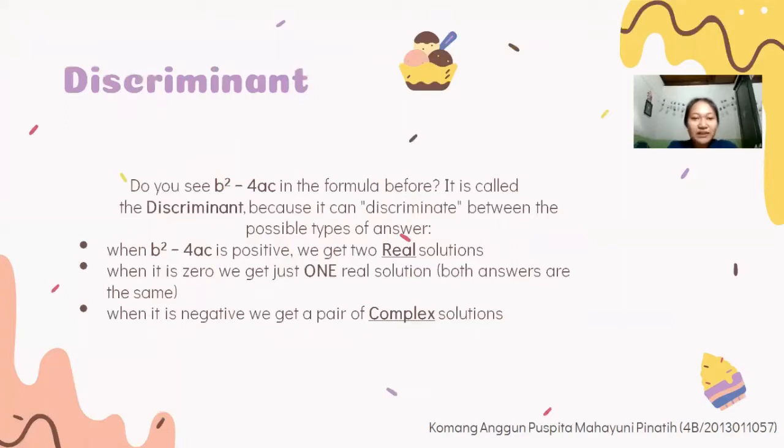Okay, let's move to the discriminant. As you saw in the previous slide, there is b squared minus 4ac in the formula. It is called the discriminant because it can discriminate between the possible types of answer. When b squared minus 4ac is positive, we get two real solutions. When it is zero, we get just one real solution, as both answers are the same. And when it is negative, we get a pair of complex solutions.